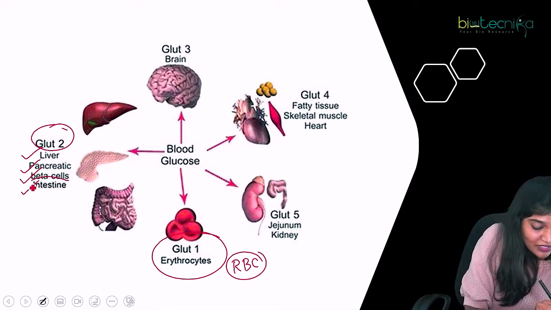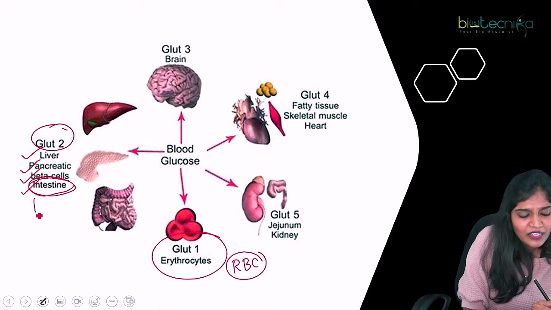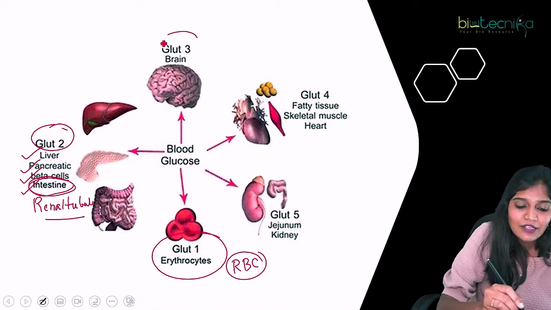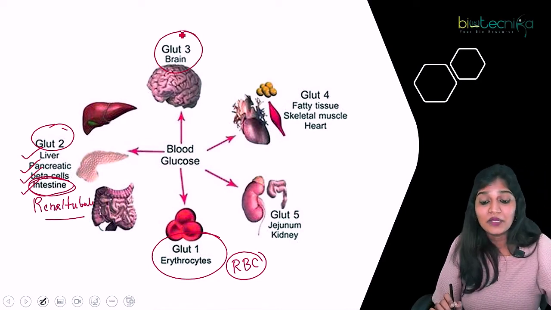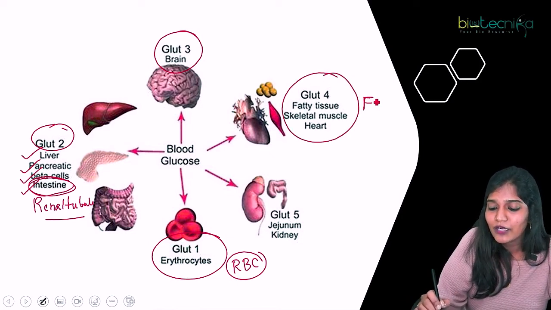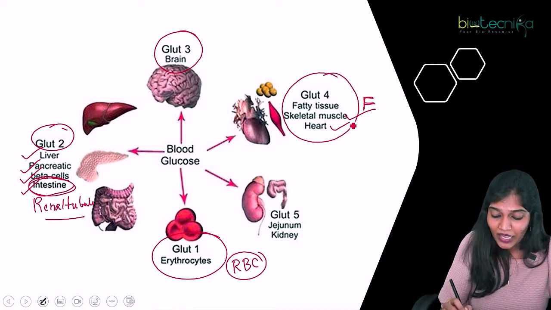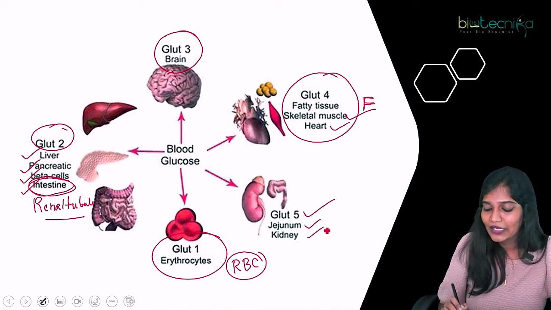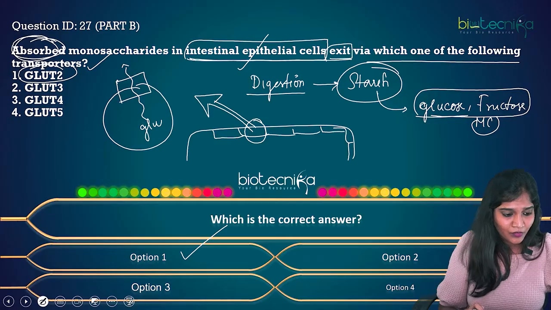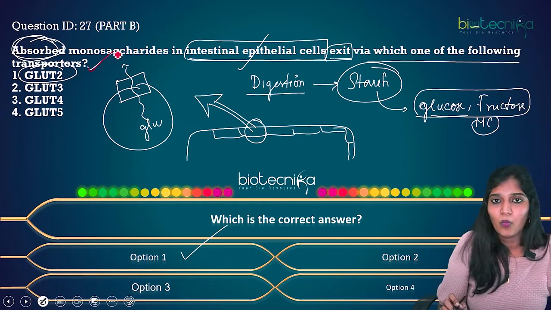So the answer comes here. Epithelial cells, even renal tubules. Renal tubules of the kidneys have GLUT2. Then the GLUT3 receptor is present in the brain. GLUT4 is present in fatty tissues, adipose tissues, as well as skeletal muscle and the heart. And GLUT5 is in jejunum and kidney. So our answer resides in GLUT2. So the correct answer for this question is option number 1.